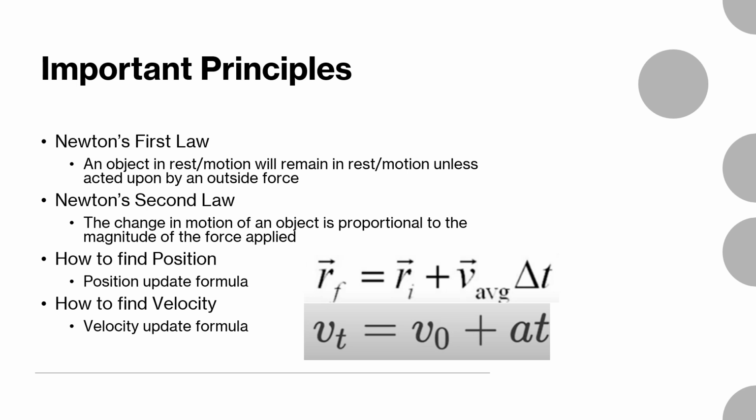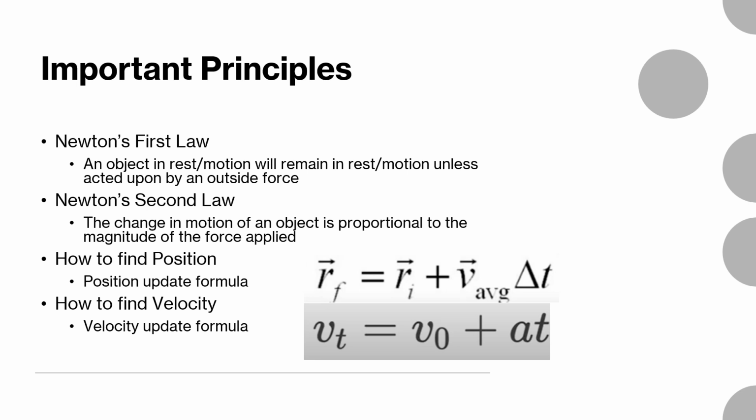The tools that we used during our calculations are Newton's first and second laws, as well as the position and velocity update formula. Newton's first law states that an object at rest or in motion will stay at rest or in motion unless acted upon by an outside force. This means that if we have a net force of zero, an object in motion will stay at the same motion throughout the course of its journey.